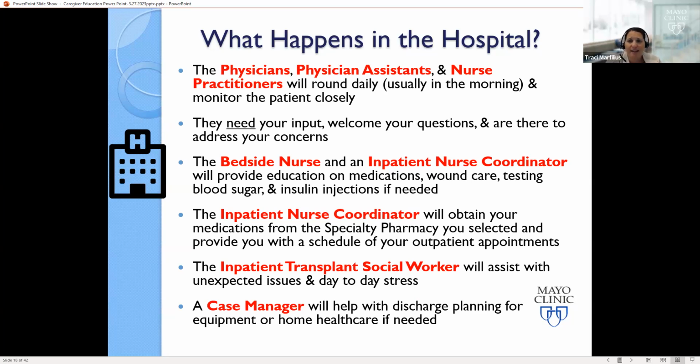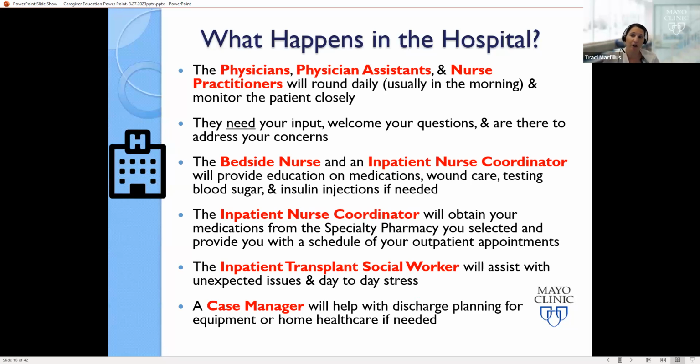The bedside nurse and an inpatient nurse coordinator do provide education on medications, wound care, testing blood sugar, and insulin injections if needed. So again, this is why you are there every day during the day to learn all of these things. The inpatient nurse coordinator will obtain the medications from the specialty pharmacy that the patient selected and provide you with the schedule of your outpatient appointments.